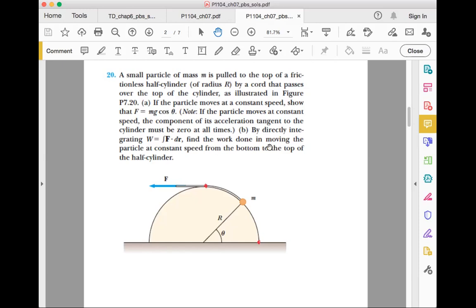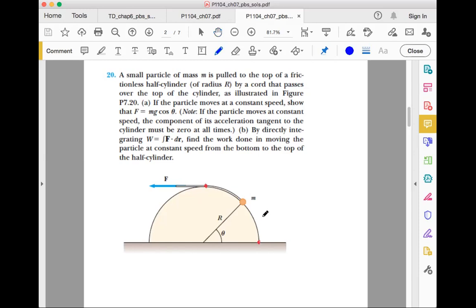That's part A. Now in part B, they ask you, by directly integrating W equals the integral of F dot dr, to find the work done in moving the particle at constant speed from the bottom to the top of the half cylinder. So that's it. Let's actually solve this problem now.